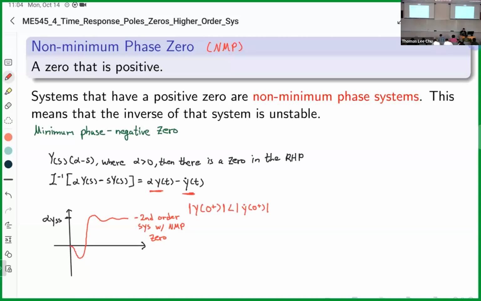That's why we see this negative dip, but then eventually the value of y grows bigger than the derivative, and the derivative is going to drop in value, decreasing in magnitude. So once it becomes positive, y is larger than y dot in magnitude. So non-minimum phase systems do exist.